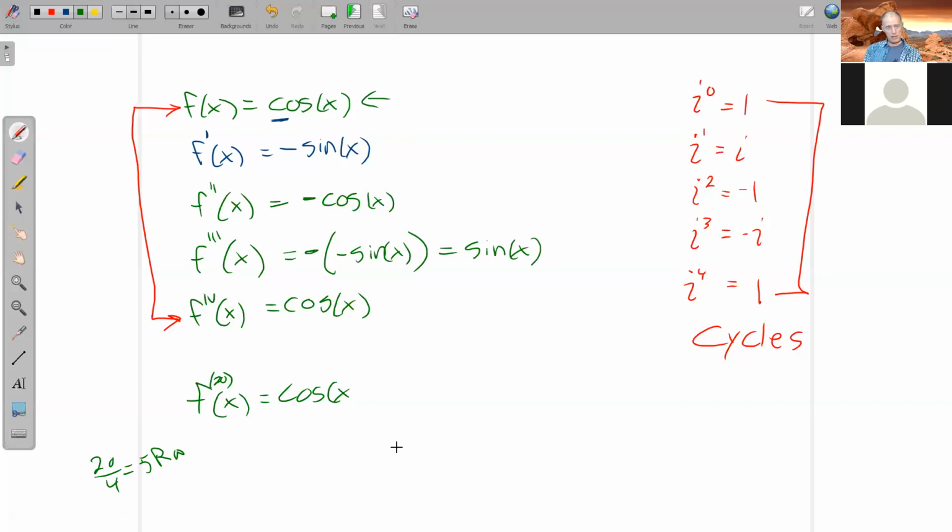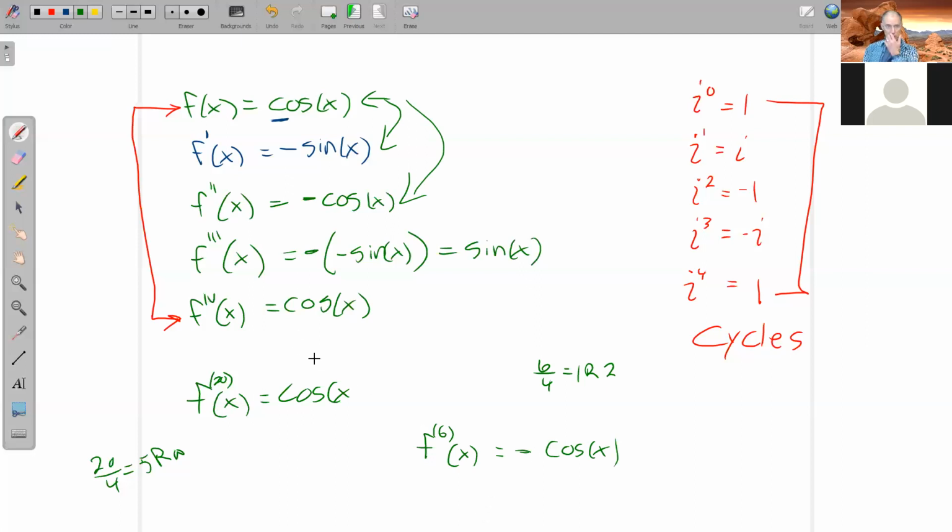If somebody says, hey, find the 6th derivative of f of x right there. The 6th one, 6 divided by 4 is 1 remainder 2. And so that would be like the second derivative, negative cosine of x. And we could see that would happen here. This one's the 4th. The 5th one would be negative sine. The 6th one would be negative cosine.